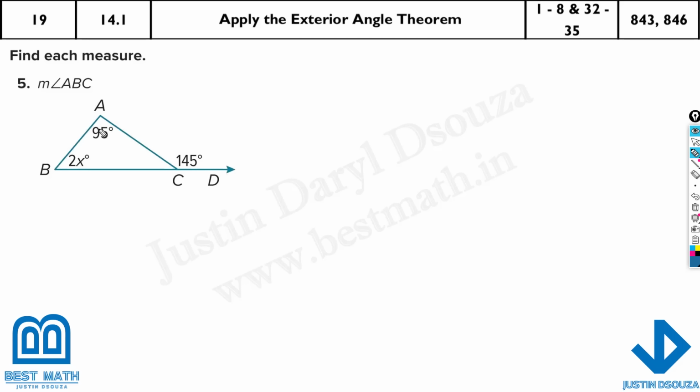Now, why does it make sense? Because how do you find this? It's 180 minus these both. How do you find these both? It's 180 minus each other, right? That's why the exterior angle theorem works.